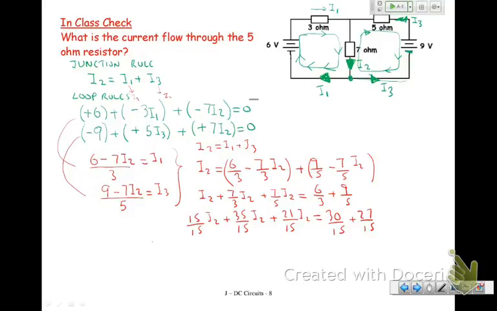And now I can forget about my 15s because everything's got 15 in it. So 15 plus 35 makes 50, plus 21 is 71. 71 I2 is equal to 57. So I2 is equal to 57 over 71, which equals 57 divided by 71 equals 0.8 amps. Now, you see where that came from. That's just math.